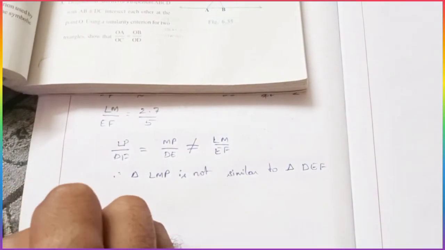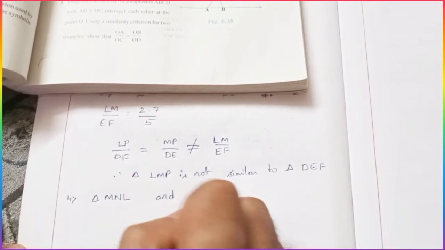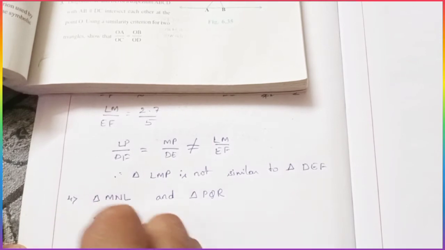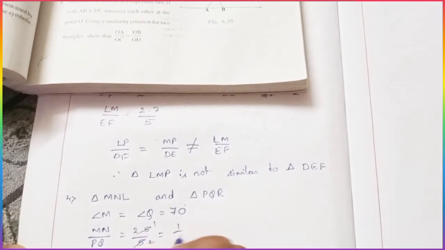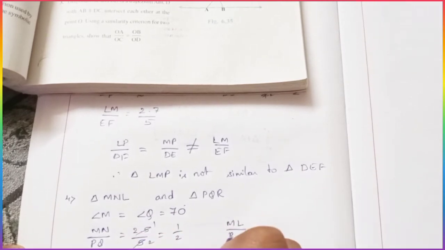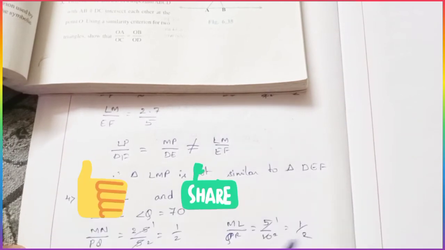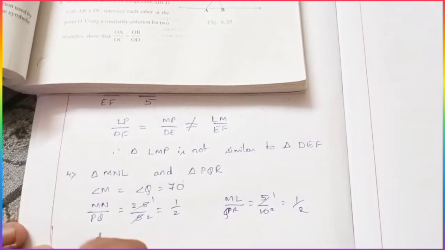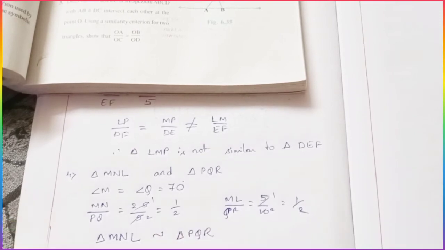Fourth one, triangle MNL and triangle PQR. Angle M is equal to angle Q, which is equal to 70 degree. MN by PQ is equal to 2.5 by 5, so it is 1 by 2. Then ML by QR, it is 5 by 10, so it is also 1 by 2. You can see the two sides' ratios are equal and the given angle is equal. Therefore, triangle MNL is similar to triangle PQR. Hope that you have understood this fourth one.